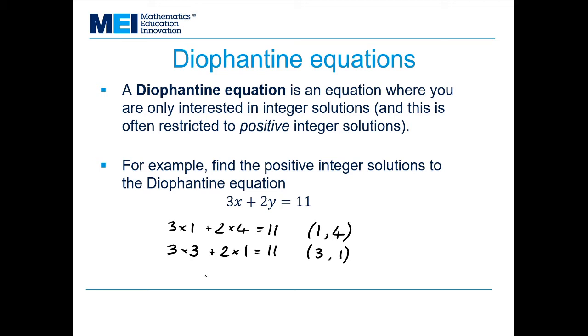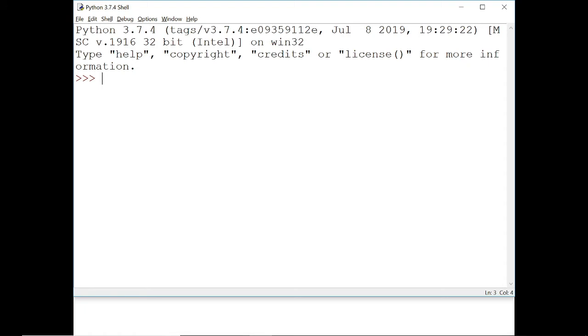Let's have a look at how we might write a program to solve equations such as this. I'm going to start by defining a function, which I'm going to call dio, short for Diophantine, and I'm going to give it 3 inputs, a, b, and n. So in the example we just looked at, we had 3x plus 2y equals 11. So a is 3, b is 2, and n is 11.